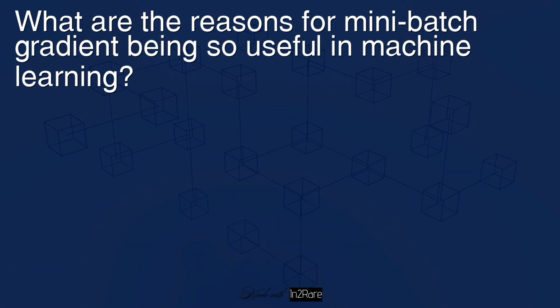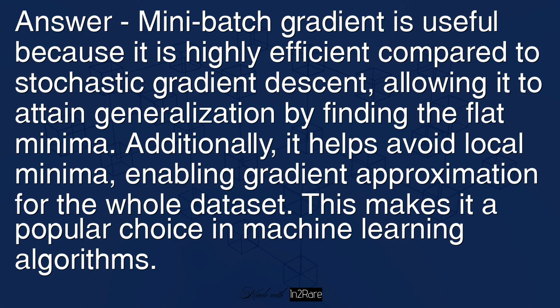What are the reasons for mini-batch gradient being so useful in machine learning? Answer: mini-batch gradient is useful because it is highly efficient compared to stochastic gradient descent, allowing it to attain generalization by finding the flat minima. Additionally, it helps avoid local minima, enabling gradient approximation for the whole dataset. This makes it a popular choice in machine learning algorithms.